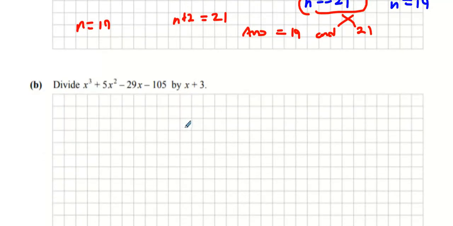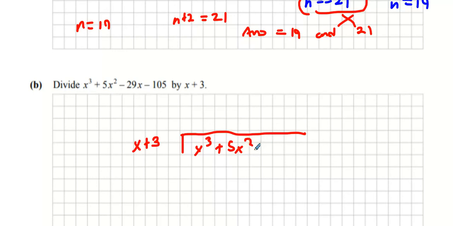Okay, long division. So we're going to put x plus 3 here. Then we're going to have x cubed plus 5x squared minus 29x minus 105. Okay, and then we're going to divide in here and see what happens. So x cubed divided by x is x squared. So division, multiply, subtract, drop.